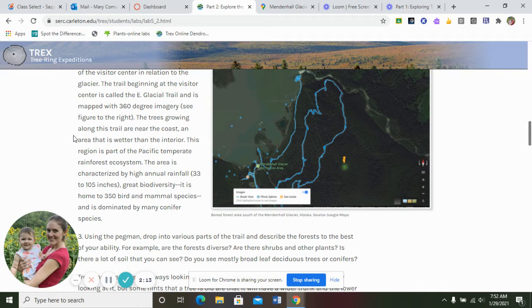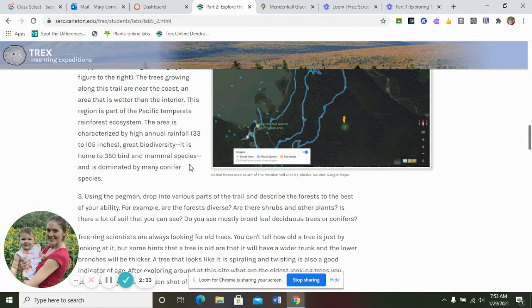And that's kind of crazy because a lot of people don't think that rainforest would be extremely cold, but rainforests are actually measured just by the amount of rain that they get. Generally, we think of them as being near the tropics. It has great biodiversity. It's home to 350 bird and mammal species and is dominated by many conifer species.